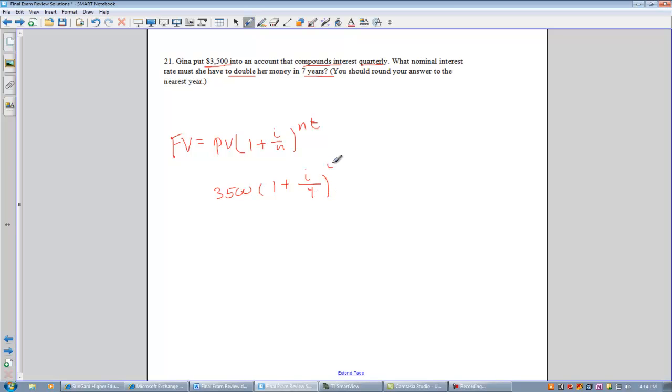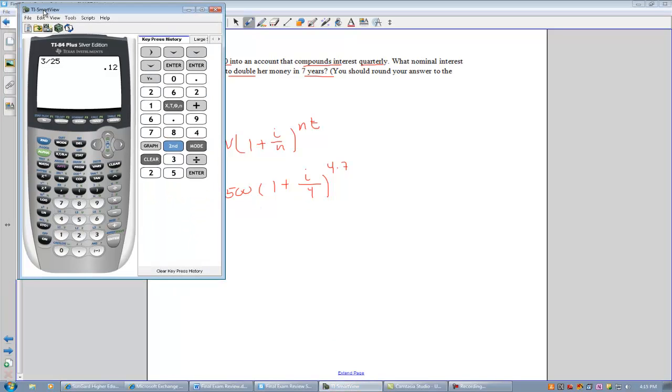And it's raised to the 4 times t, and t is the time, 7 years. And then I should be able to find the future value, and that comes from how much it takes to double her money. So double is 2 times the original amount, so that's 2 times 3,500, so that's 7,000. And now I have it. All right, so I'm going to graph the right, graph the left, and intersect.